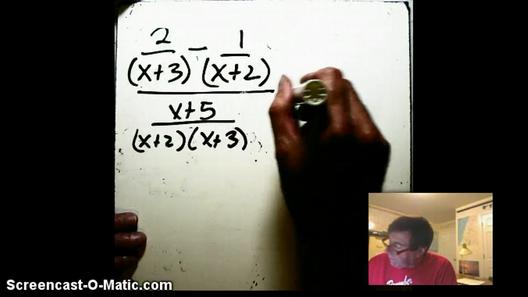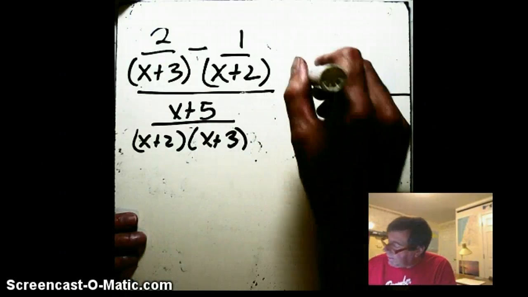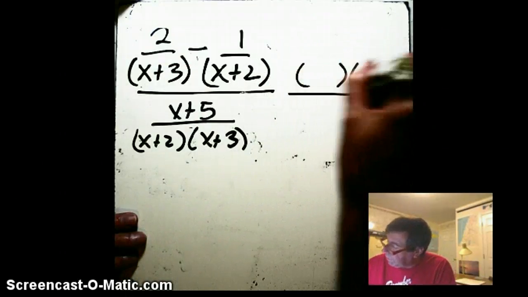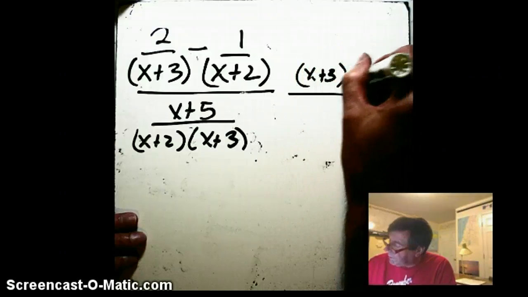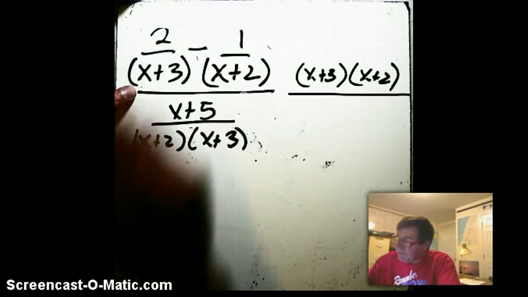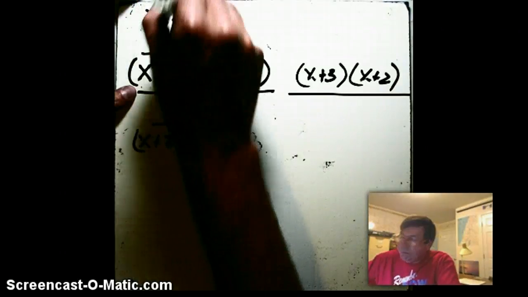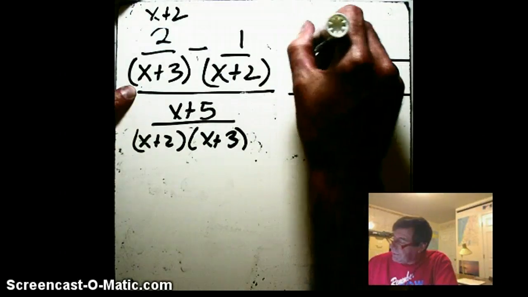So this bar right here is the big bar. Now, at the top, we're looking for a common denominator, which is going to be x plus 3 and x plus 2. What is this term missing? It's missing an x plus 2. So you may remember that we did this before. That's just 2x plus 4.